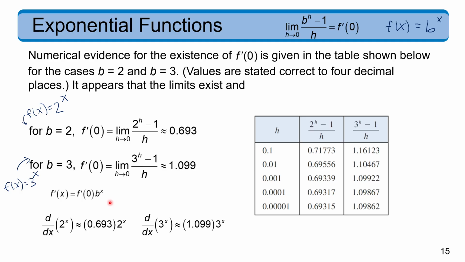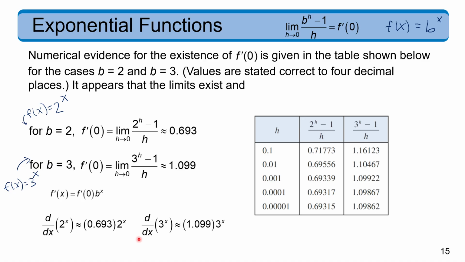So if we apply that to these two cases, let's start with 2 to the x. When we take the derivative of 2 to the x, we get f prime of 0 times 2 to the x. And we determined f prime of 0 is approximately 0.693. So the derivative of 2 to the x is this constant times itself, 2 to the x.